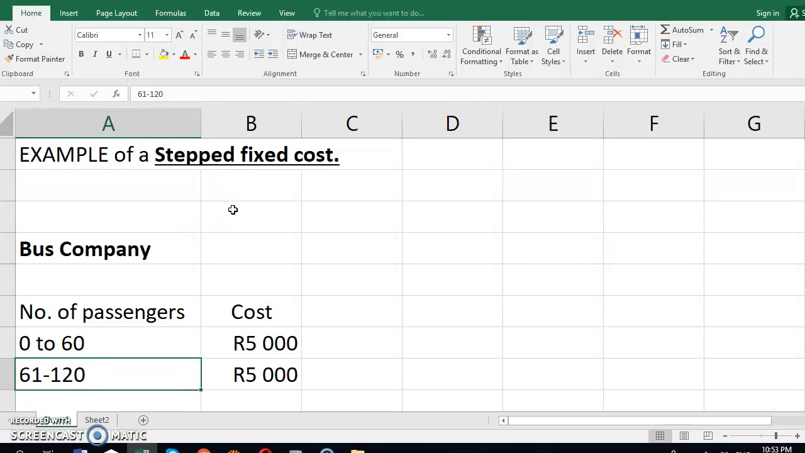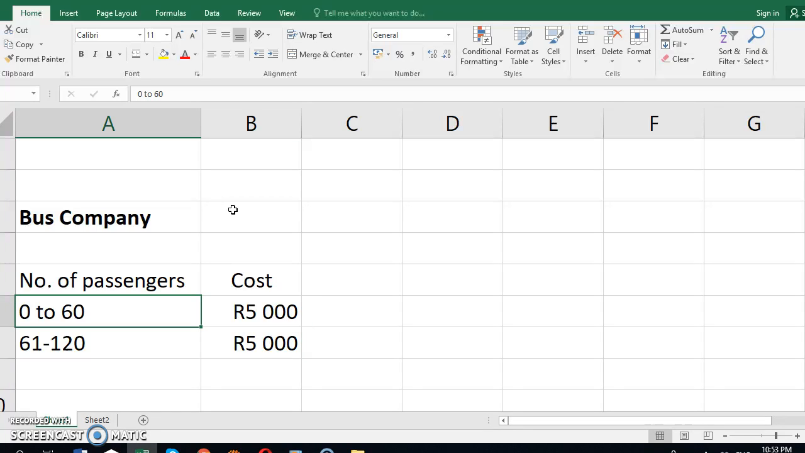And if we have above 60, 61 to 120, they'll charge us another 5,000. So why this is a step fixed cost, essentially for the school or the company, whatever the case may be, that makes use of this bus company, whether they have one passenger or 50 or 60 passengers, they're going to pay 5,000. But as soon as they go over 60, even just one over 60, they need a second bus, and therefore they're going to need 10,000.